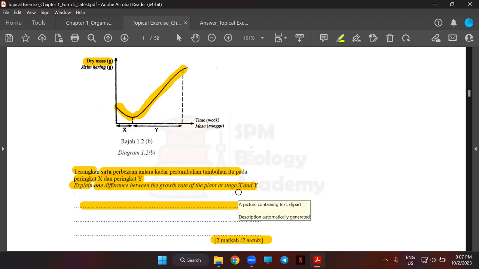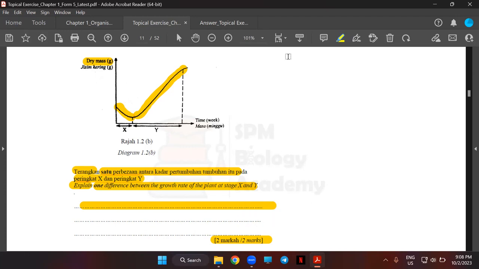Lower ataupun decrease. Growth rate of the plant at stage X decreases while the growth rate of the plant at stage Y increases. Boleh? Kadar pertumbuhan tumbuhan itu pada peringkat X menurun, manakala kadar pertumbuhan tumbuhan itu pada peringkat Y meningkat. Dapat jawapan dalam BM dan English? You write that first. You give the difference first.